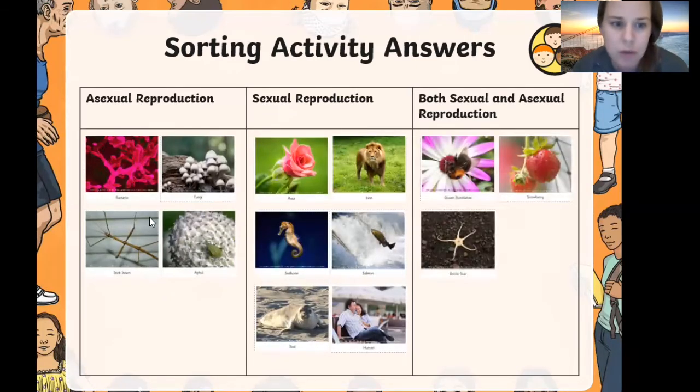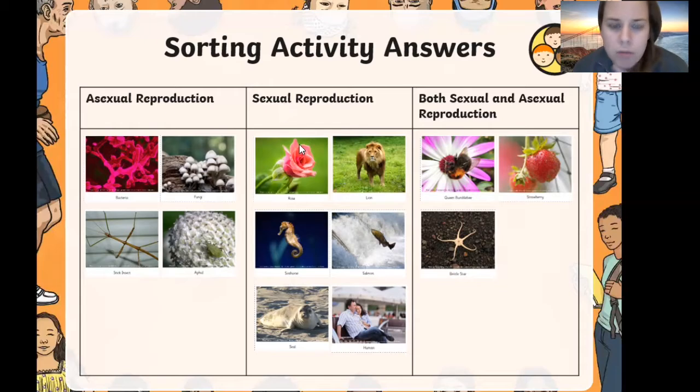So asexual reproduction, these are the ones that replicate. They essentially split off into new parts. We've got bacteria, and that's how things like viruses are spread. We have got fungi, so things like mushrooms and mold. We have got stick insects, so they just break parts of themselves off, and that's how they reproduce. And we have got, I can't actually see what that is, but a small green bug there.